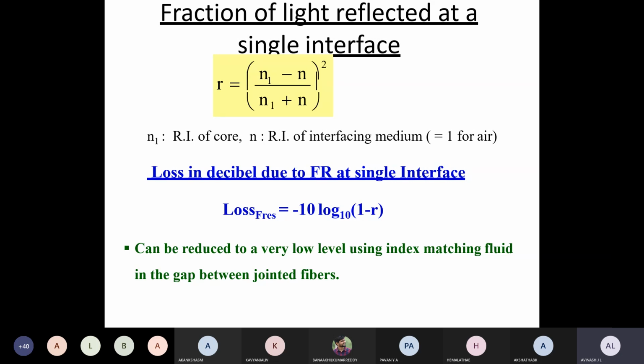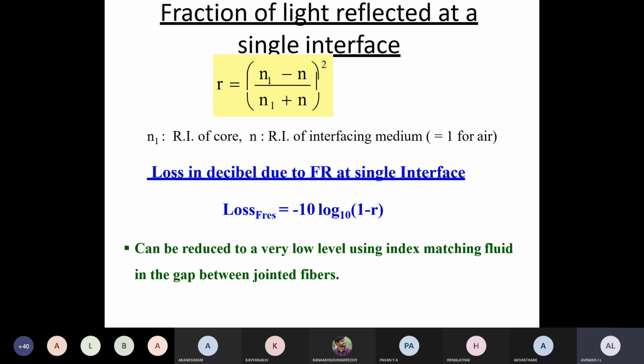So once you write this one, now we want to reduce these losses. When we want to reduce these losses, what can be done? The first thing is what interfaces are there, no? If we are matching the interfaces properly, then we can reduce the losses.